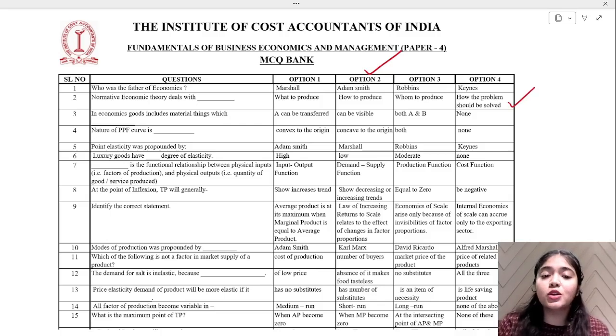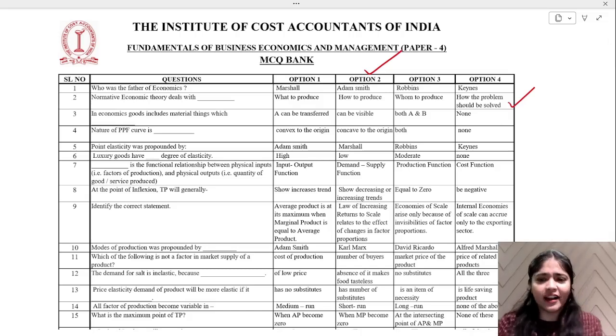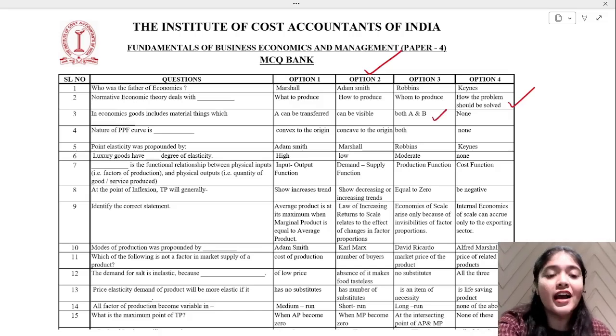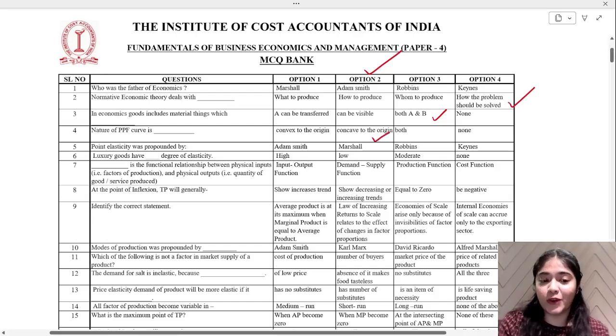In economics, goods include material things which A can be transferred, B can be visible, both A and B, or none. What do you think is the correct option over here? Yes, that's correct. Both A and B. Now, nature of PPF curve is, what is it? Convex to origin, concave to origin, both or none? I think you know the answer. Yes, that's correct. Concave to the origin.